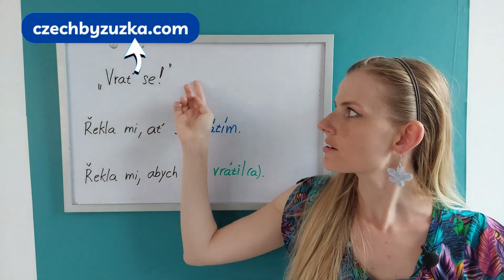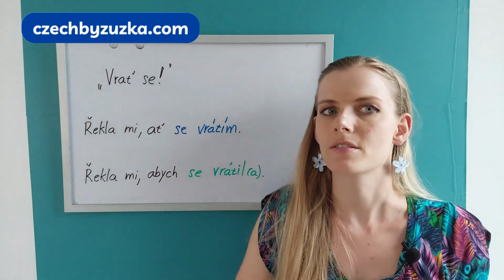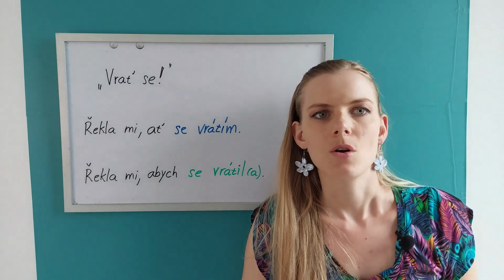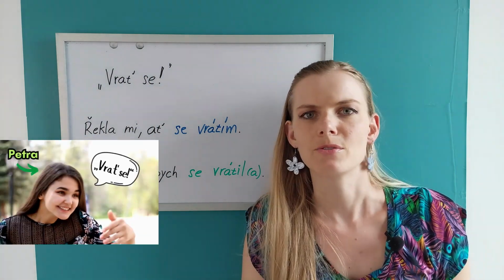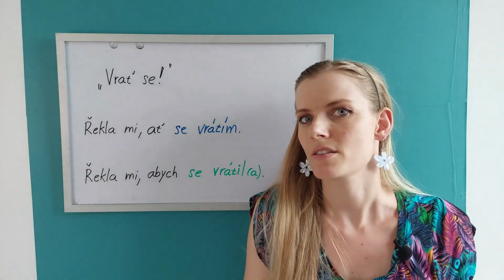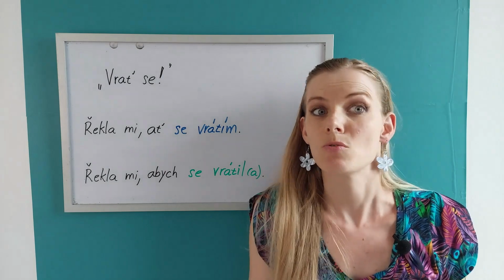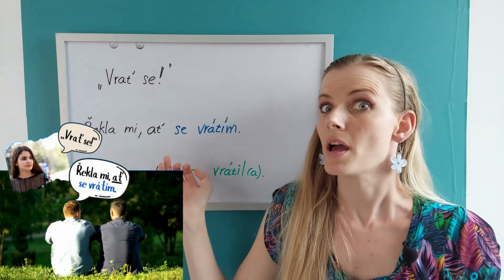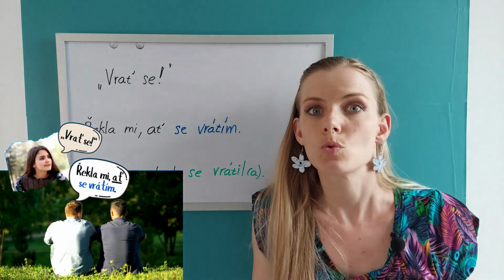So the direct speech here says vrať se. Someone tells us vrať se. Imagine a woman called Petra tells you vrať se, come back, vrať se. And then you tell this to your friend and you say, oh, you know what she said? She told me to come back. In English you say, she told me to come back.